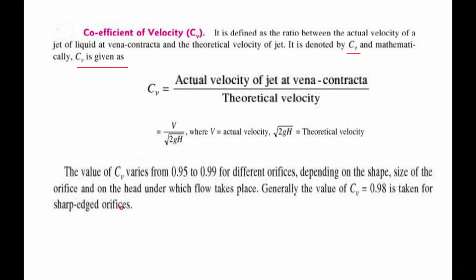size of the orifice, and the head under which the flow takes place. Generally, the value of CV is taken as 0.98 for sharp edged orifices. And remember, the CV value generally will be 0.98. So in a problem, if not given, just take it as 0.98. You can even calculate this value in a laboratory through an experiment.